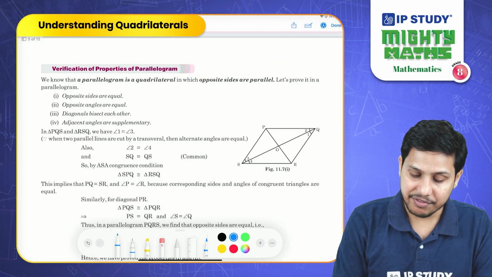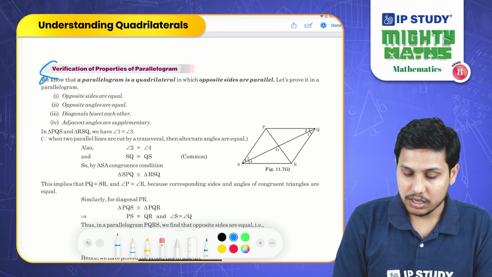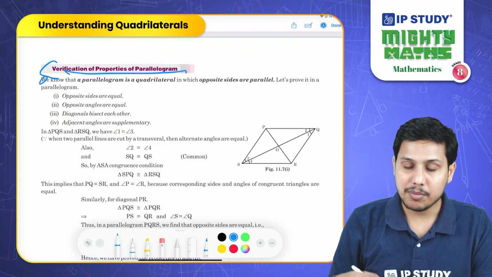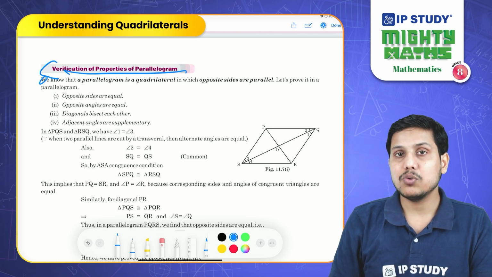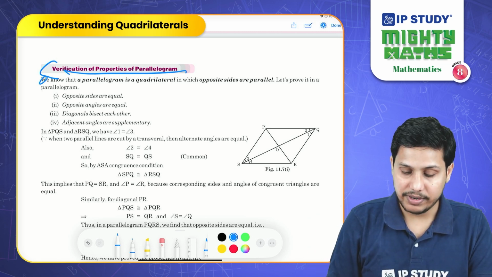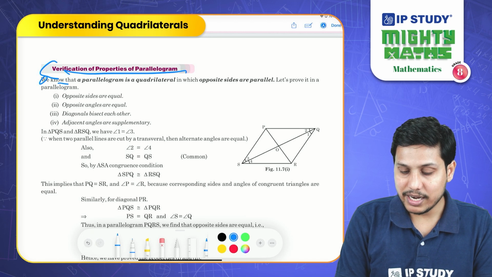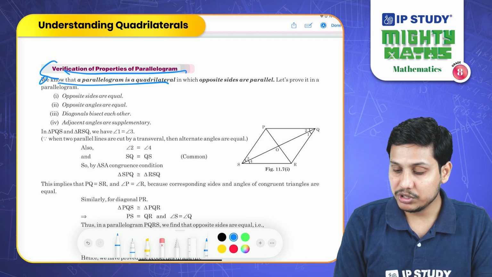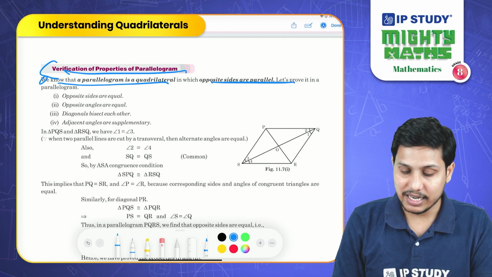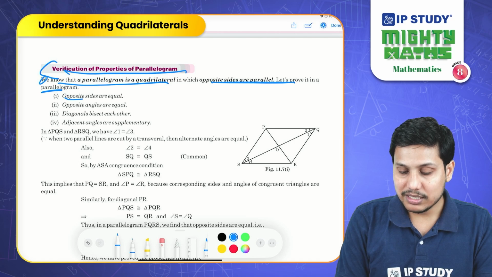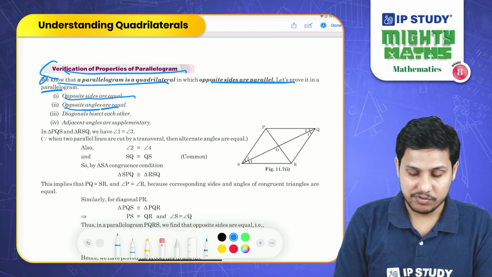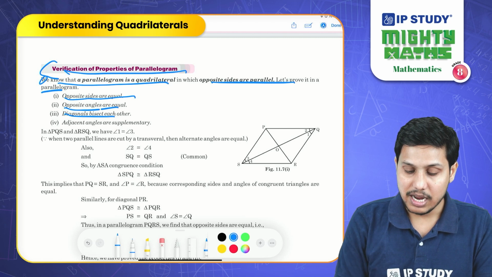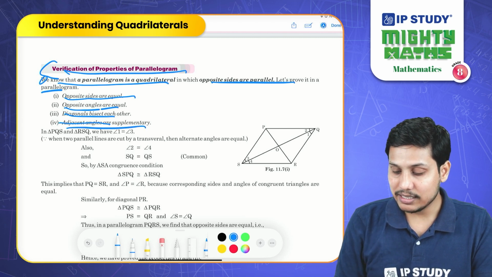Now there are verifications that we can go through. Verification of properties of parallelogram. I will explain one of them and you can go through the others, which have a similar kind of explanation. We know that a parallelogram is a quadrilateral in which opposite sides are parallel. Let's prove that in a parallelogram, opposite sides are equal, opposite angles are equal, diagonals bisect each other, and adjacent angles are supplementary.